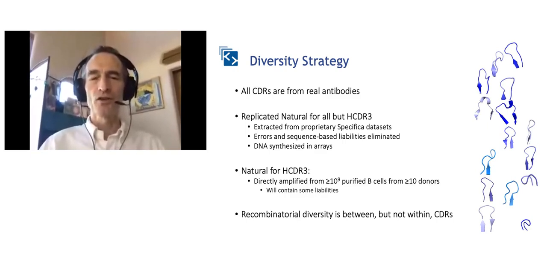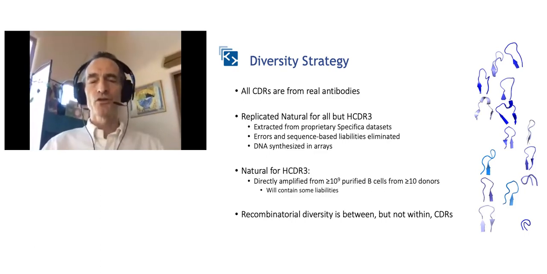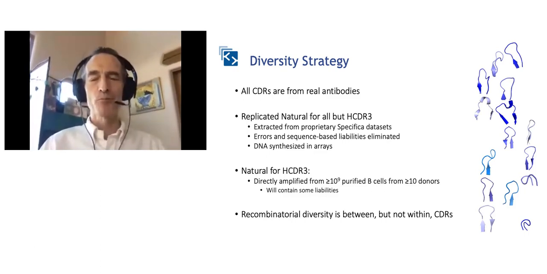And the reason is because of the diversity, you just can't produce 100 million CDRs on a chip at the moment. And as I've mentioned, the recombinatorial diversity is between, but not within CDRs.